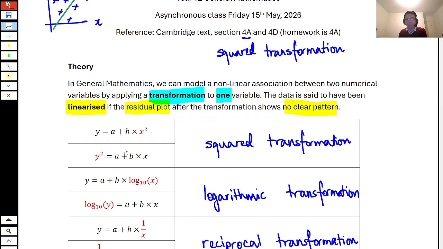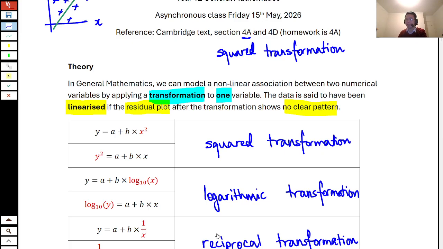So you'll see in red, I have highlighted the variable that has gotten the transformation. And what I want to emphasize here again is that we're only doing this to one variable at a time in general maths. And so essentially, that gives us only 6 options if the linear model didn't work.